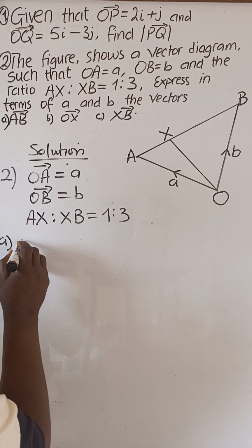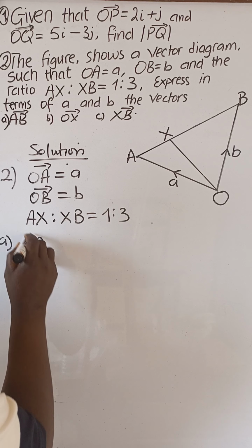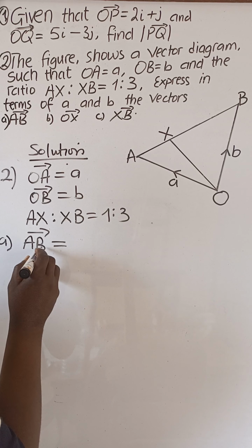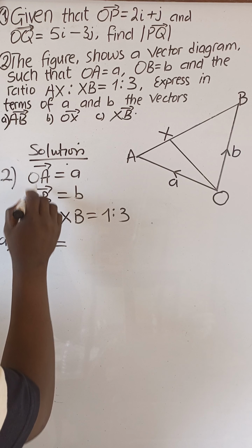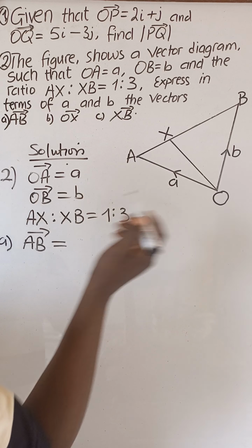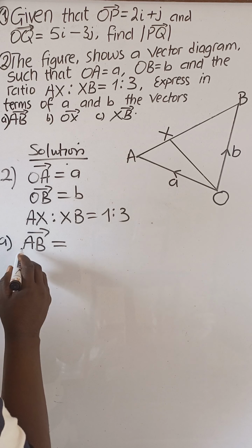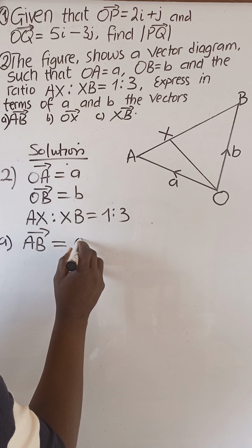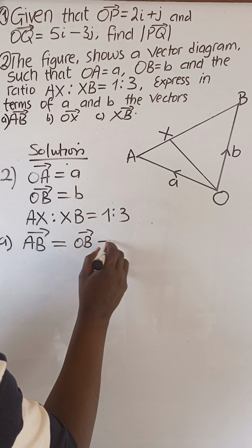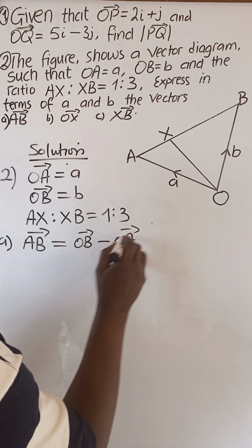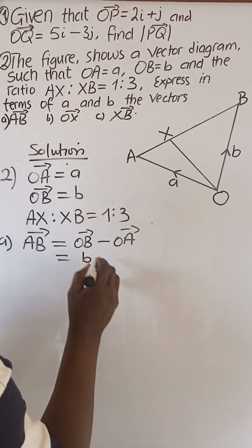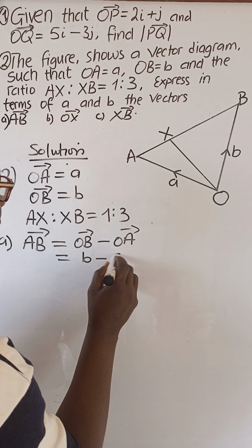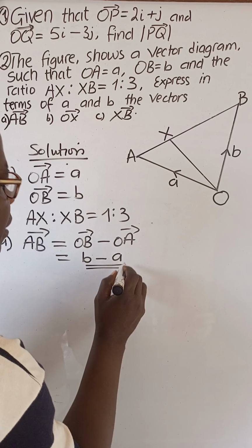Let's start with the vector AB. We already have our elements here, so we don't need to do any vector analysis. AB will just be OB minus OA. This is simply the carrier vector small b minus the carrier vector small a. As simple as that.